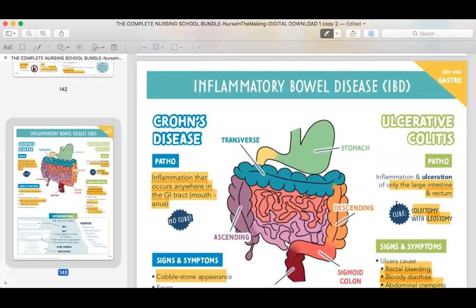Ileostomy or colectomy, surgical removal of the colon. But then have the ileostomy, but we want to make sure that we encourage, avoid nuts, veggies, high fibers, fruits, dairy. Encourage more high protein, high fluids, and low fiber. We want to give them sulfasalazine. There's a medication you can give them. It helps with that.